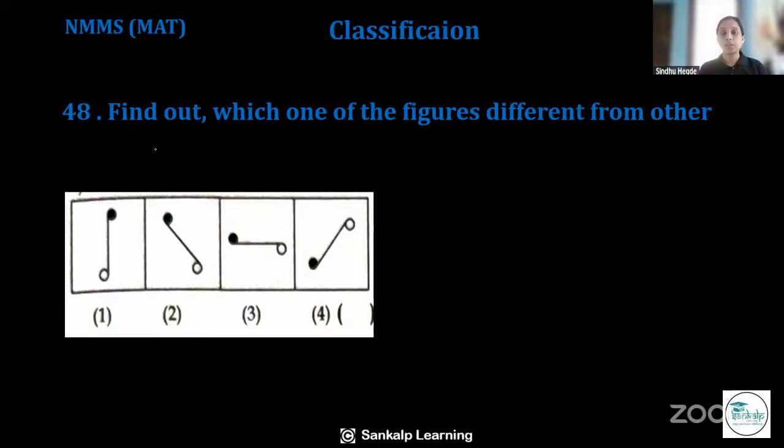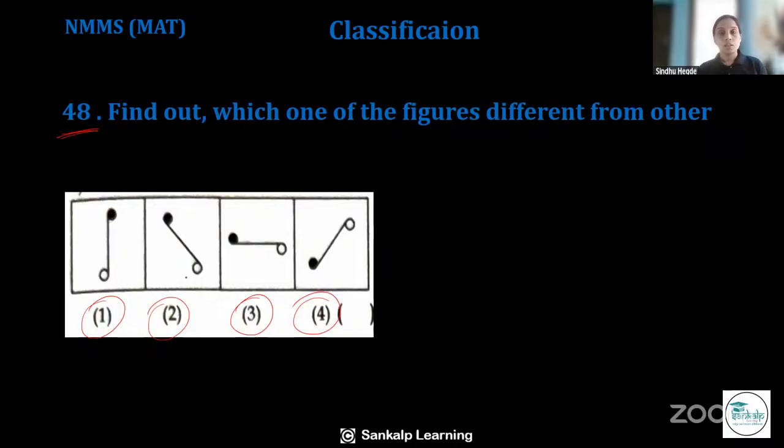Let us see question number 48 of the concept classification non-verbal. Find out which one of the figures is different from the others. The image is like this. This contains one dot filled at one end and another one is an open circle. Or one is a dark filled circle and another one is an open circle. We will consider that also.